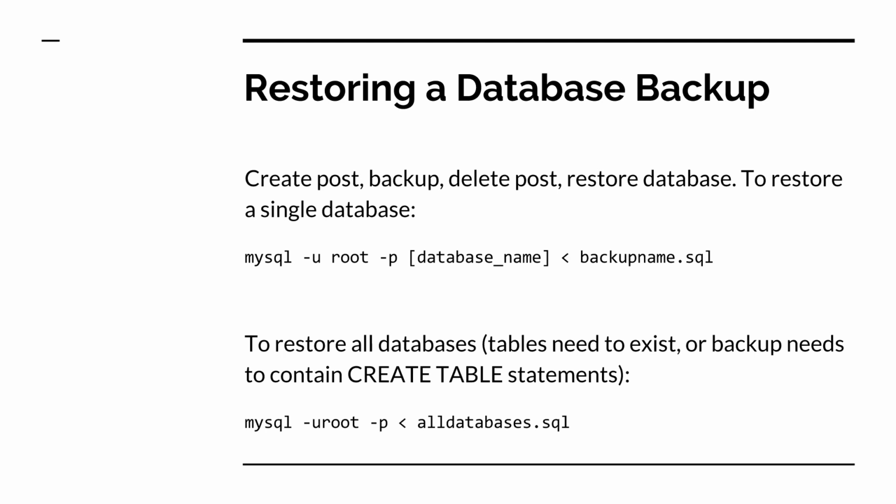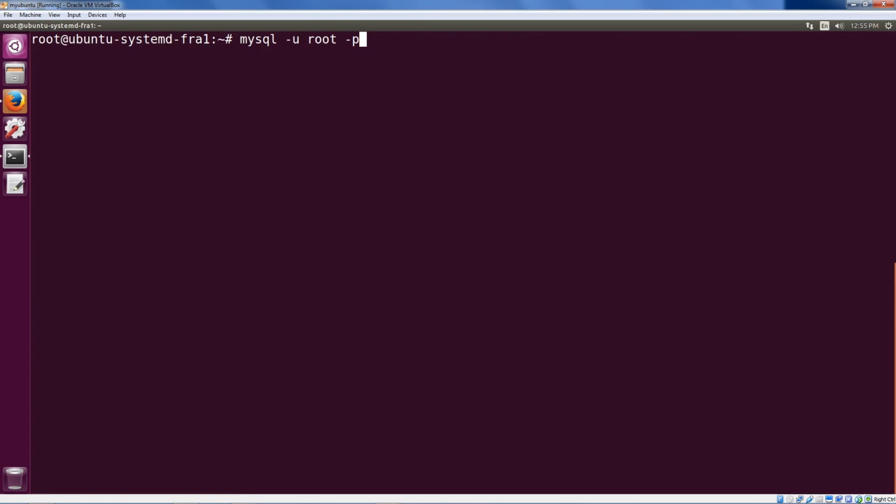To restore a single database, you just log in with root: mysql -u root -p. If you have the password saved, you won't need that. You'll just log in as root and give your database name there with the input redirection, the less than sign, pointing to your backup name. To restore all databases, if you did a full database dump, you would simply do mysql -u root and then input redirection from all-databases.sql. You wouldn't specify a database name. Let's take a look at how to do this in practice.